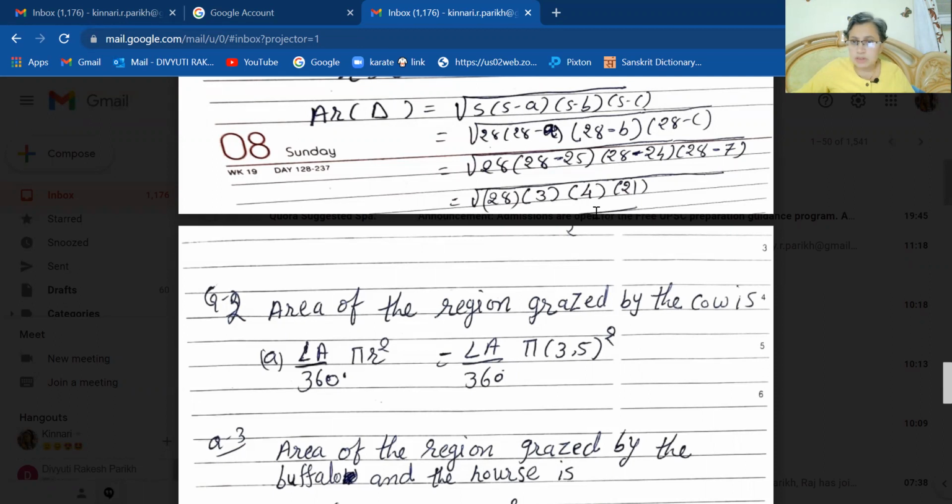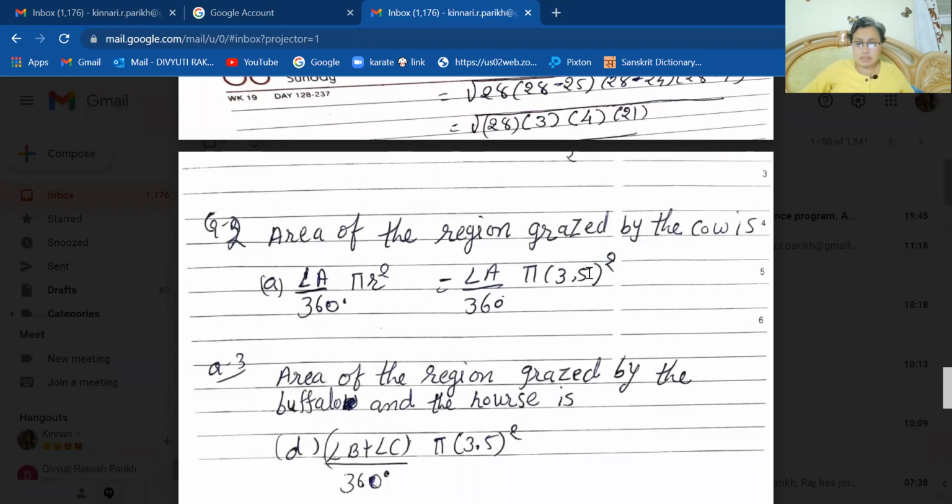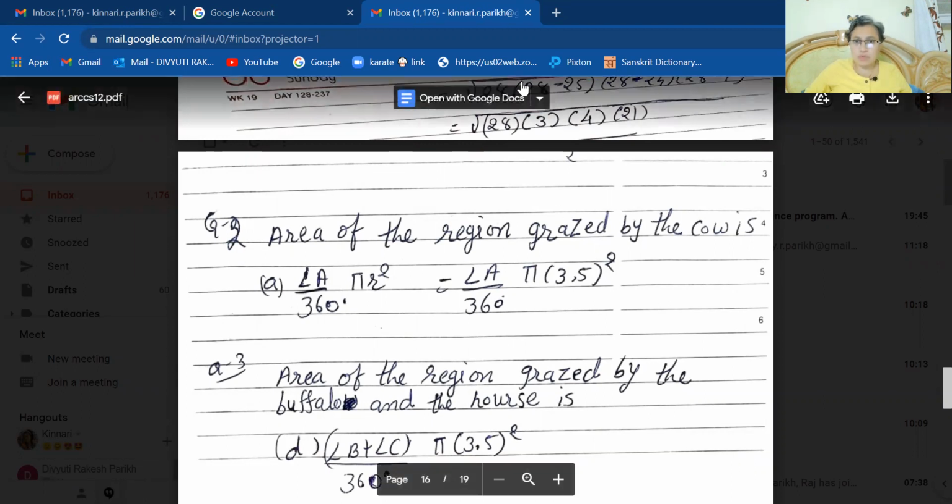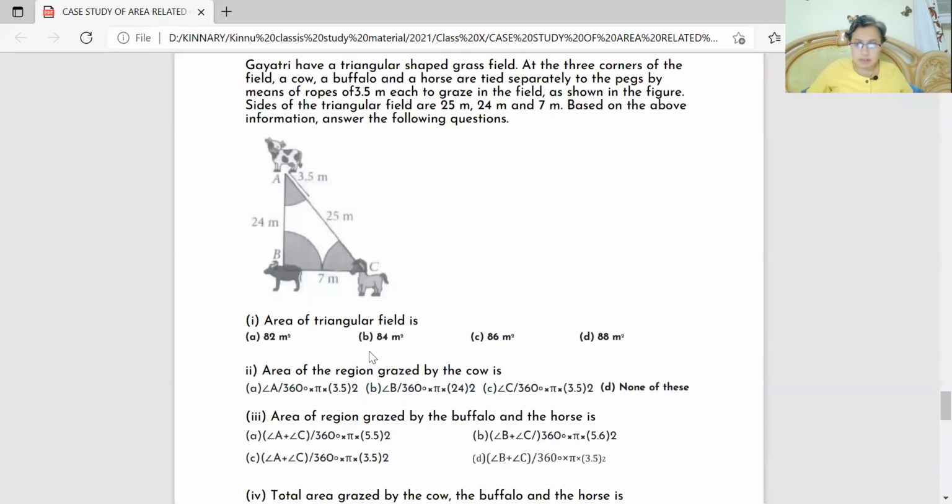Then 3 is also coming 2 times, so we will take one 3 from that. And 2 into 2, that is 4, is also coming 2 times, so 4 also we will take 1 time. So what we will get is 7 into 4 into 3. So 4 threes are 12, and 12 into 7 will be 84. So 84 should be the correct answer. So option B is the correct answer, 84 meter square.